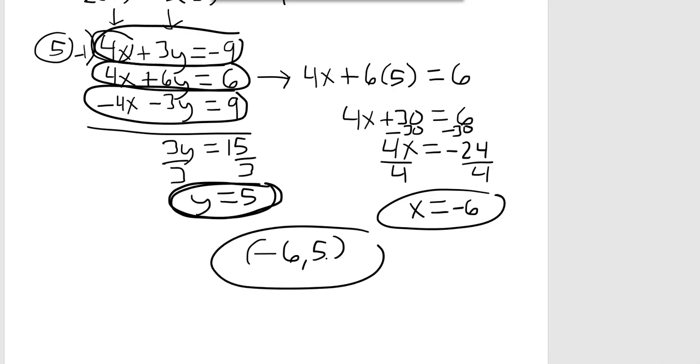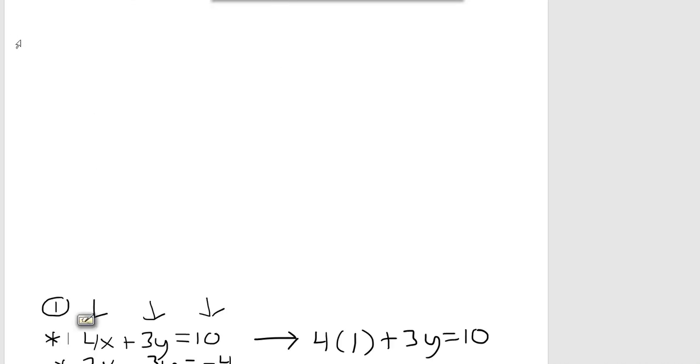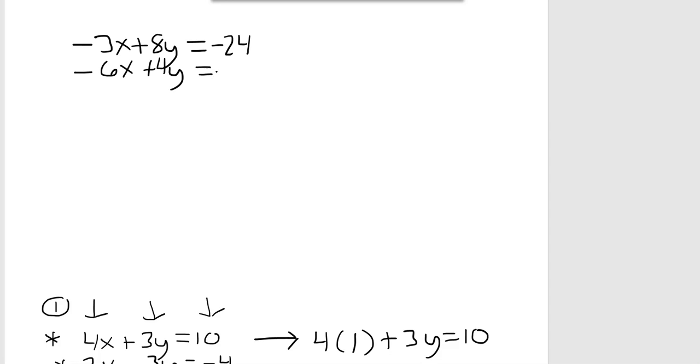So I'm going to go ahead and do one more of these with you. I'm going to do number 9. Okay, so on number 9, we have two equations. Remember, on all of these, you need to show all of your work. So on number 9, our two equations are negative 3x plus 8y equals negative 24. And we also have negative 6x plus 4y equals positive 24.